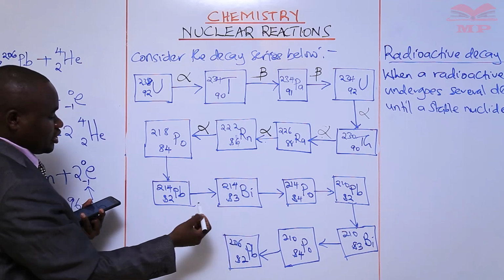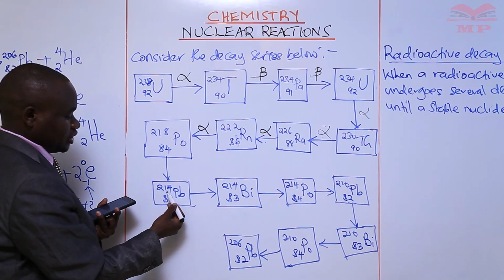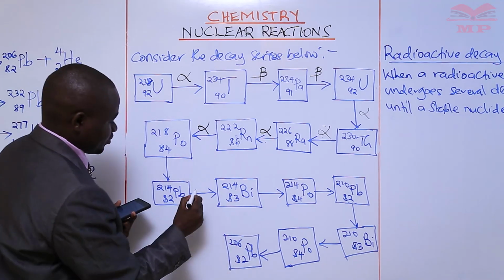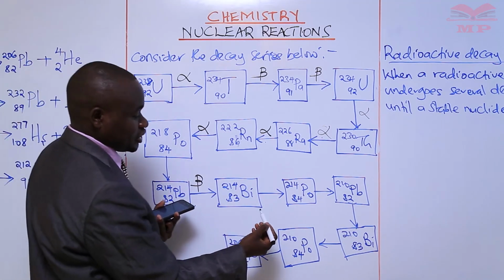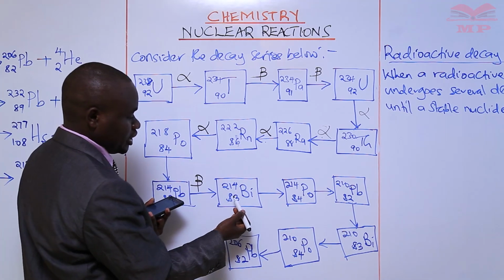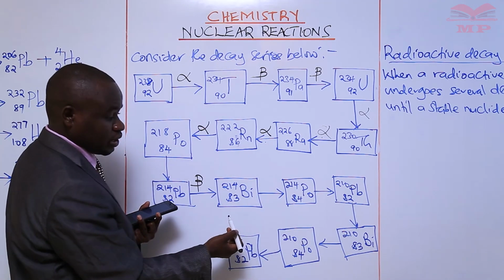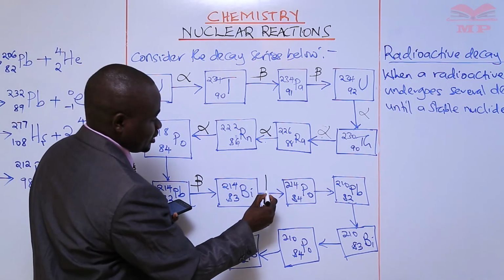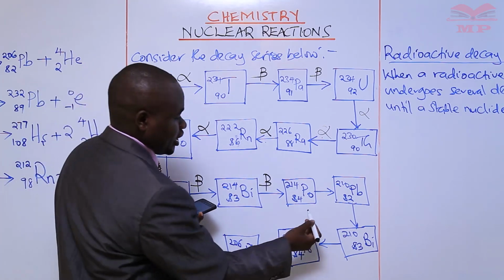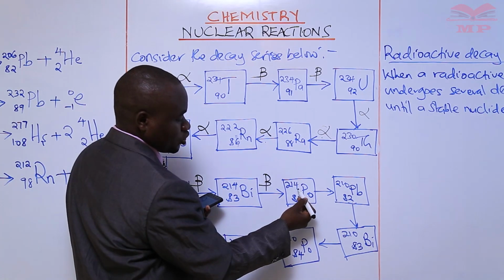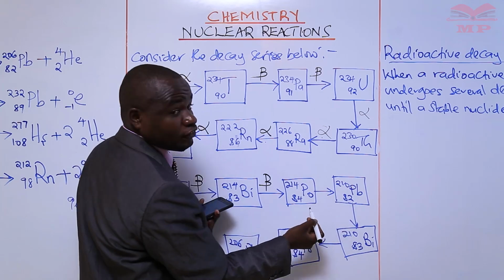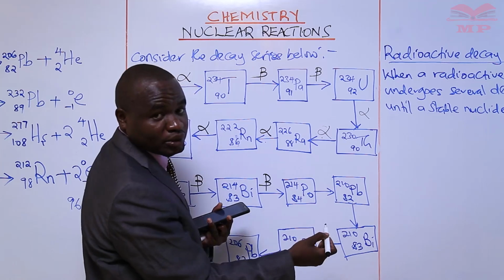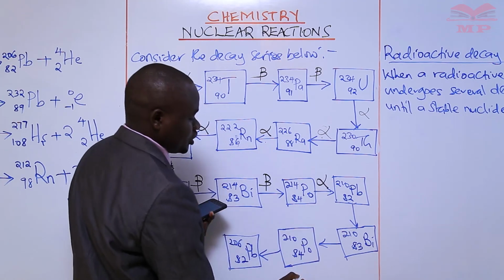It undergoes further decay. Mass number has remained the same, 214, 214, but atomic number has increased. So which particle is that? That is a beta particle that is released. How about this one? Mass number remains 214, 214. Atomic number has increased, 83 to 84. Which particle is that, my dear student? That is a beta particle. This one, mass number has reduced from 214 to 210 by 4. Atomic number has reduced by 2 from 84 to 82. The particle that is emitted is an alpha particle.